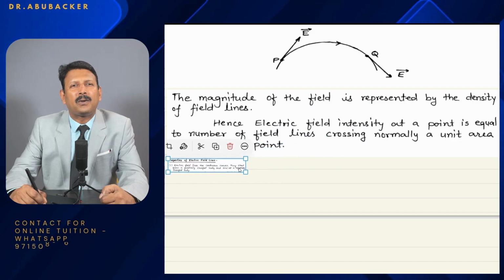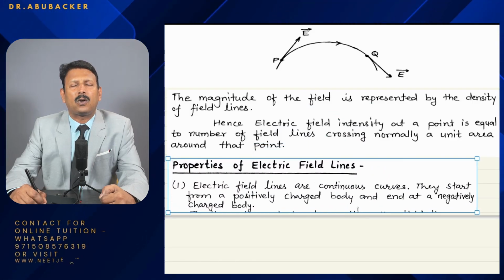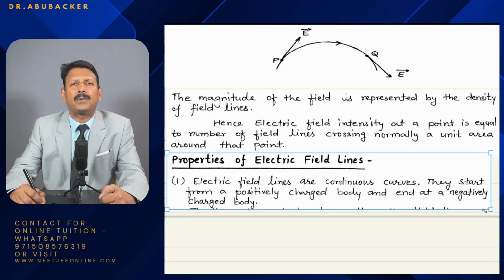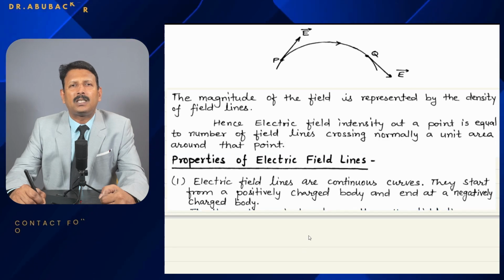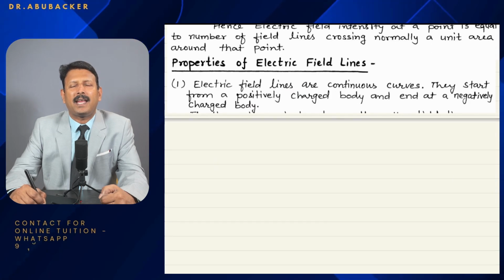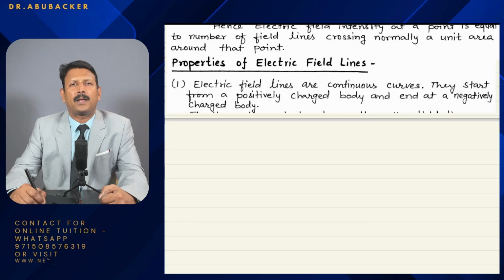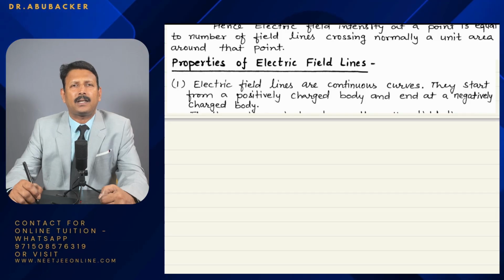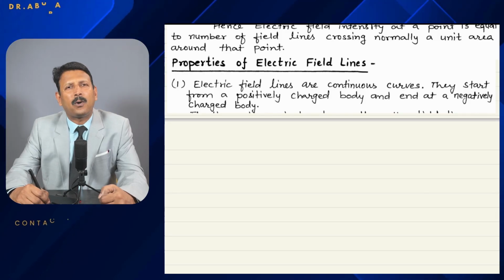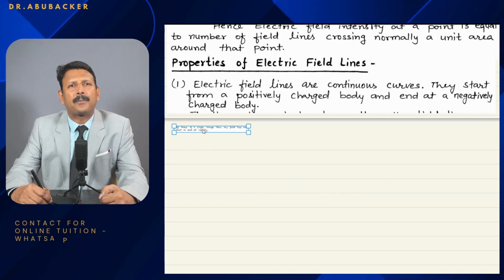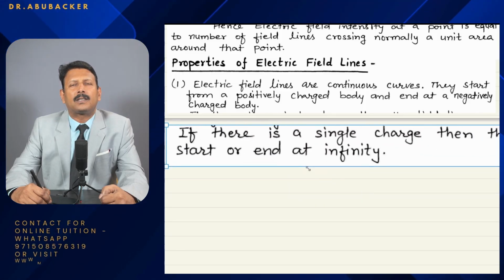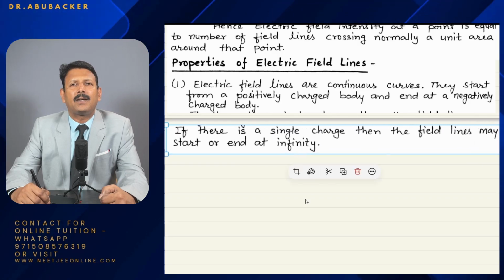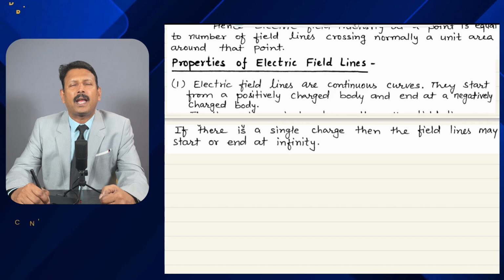We can see a few more points, that is, a few properties of electric field lines. One property is electric field lines are continuous curves. They start from a positively charged body and end at a negatively charged body. Or in a simple sentence, they start from positive and end at negative. Now we can see point number 2. If there is a single charge, then the field lines may start or end at infinity.